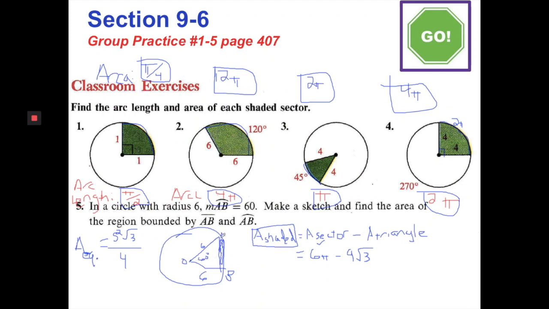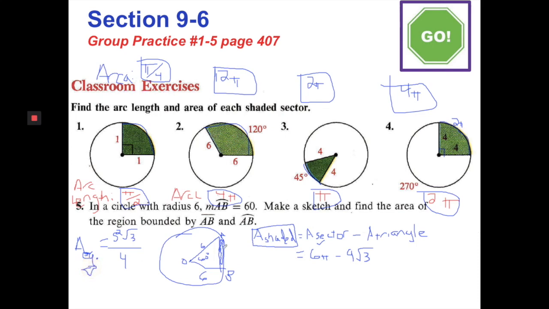Because if we dropped an altitude here to get the height of this equilateral triangle, it would be a 30, 60, 90 degree triangle. So if the bottom is S, then this side would be S, this would actually be a half of S, and then the altitude would be a half S times root 3. So this is how, if you follow the steps, you would get to this formula for the area of an equilateral triangle.